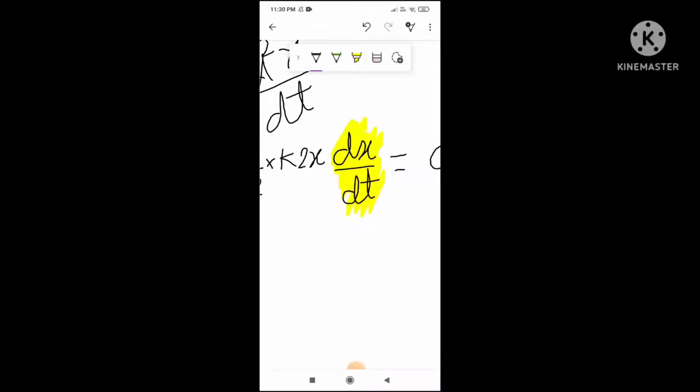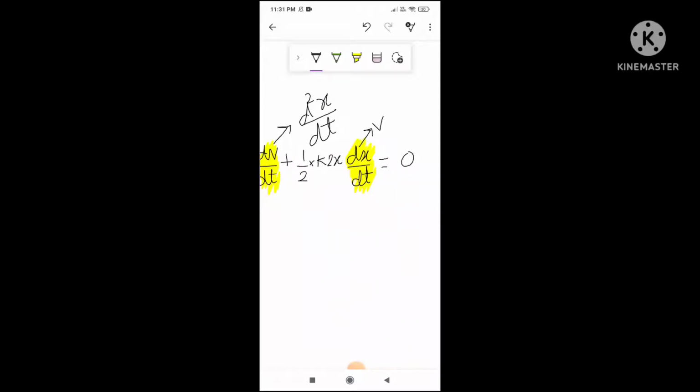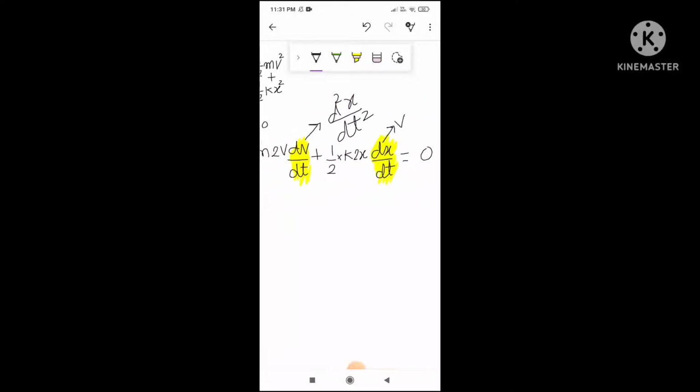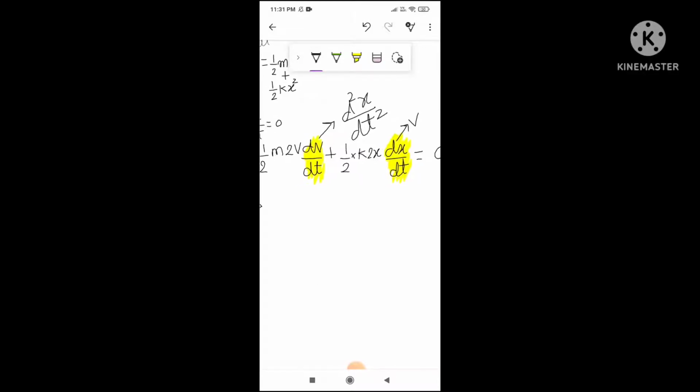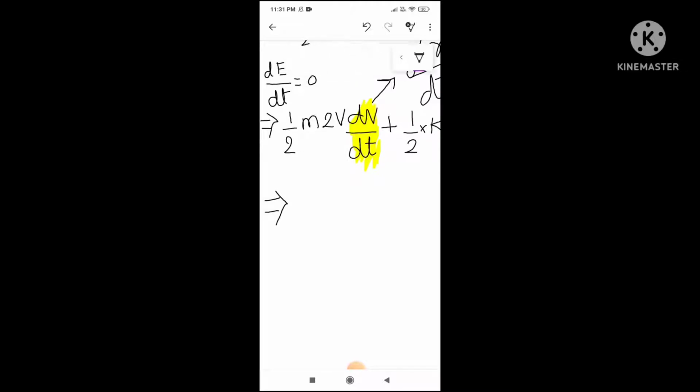So this is dx by dt. We can write it as velocity. Why? Because velocity is rate of change of displacement with respect to time. Oh, I forgot the 2 here. Yeah. And dv by dt. V is dx by dt, so dv by dt is d2x by dt2. That is acceleration.